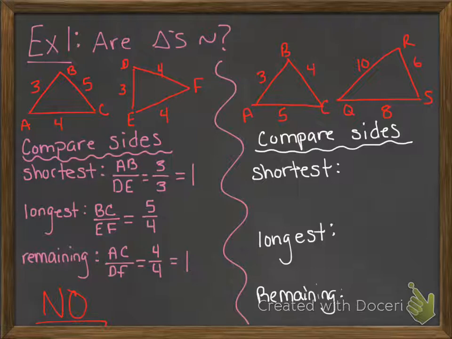Remaining. No, I say no. Don't write that. Say no. Are the triangles similar? No. Because you see how I got a 1, a 5 over 4, and a 1? They did not all simplify to the same thing, so my sides are not proportional. So I do not have similar triangles.